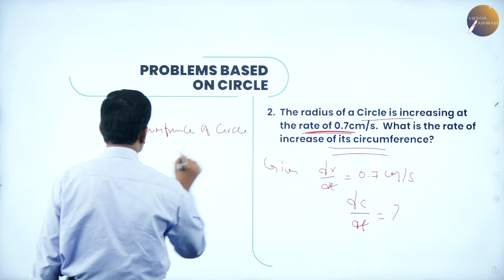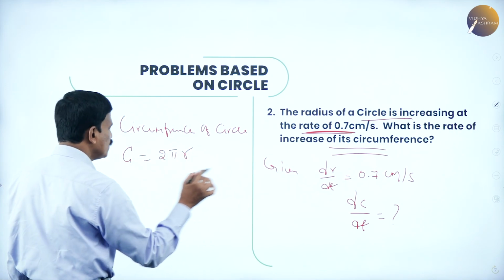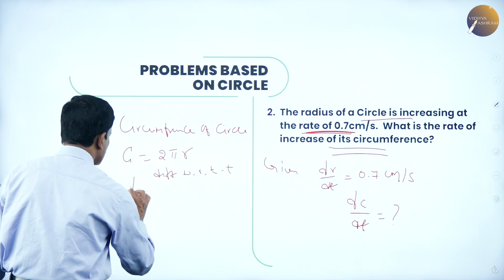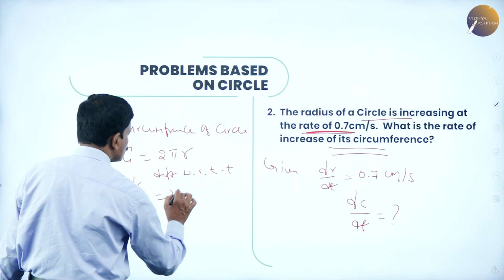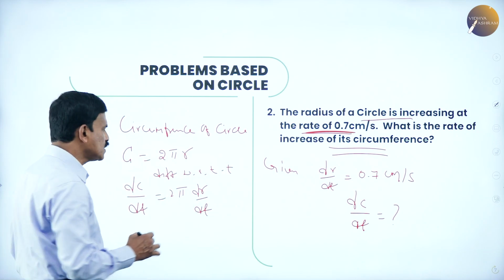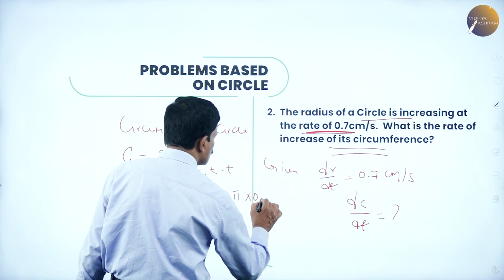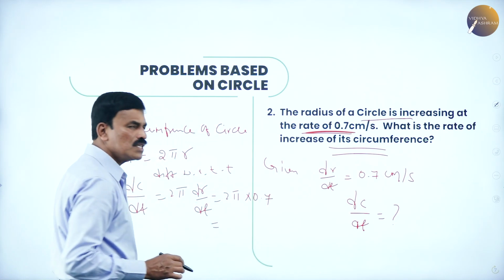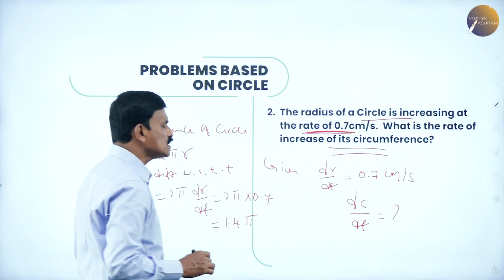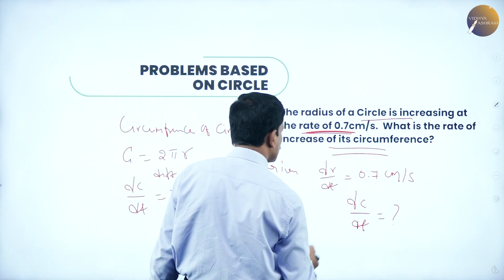The circumference of the circle, let us call it C, is equal to 2 pi r. Differentiate with respect to t. Differentiating with respect to t, what will we get? dc by dt is equal to 2 pi, a constant, times the derivative of r with respect to t, which is dr by dt. Now, substitute the value: 2 pi into dr by dt, 0.7. 0.7 into 2 is 1.4 times pi.